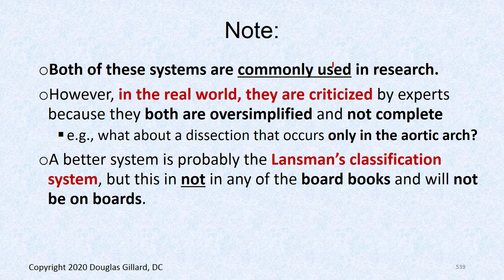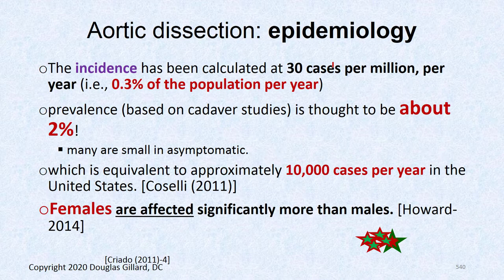which is one of the reasons cardiologists don't like it. In fact, cardiologists don't really use this anymore. It's more researchers who use that. They use a system called the Lanceman classification system, which is much more specific than what we just studied, but that's way too deep for our purposes.